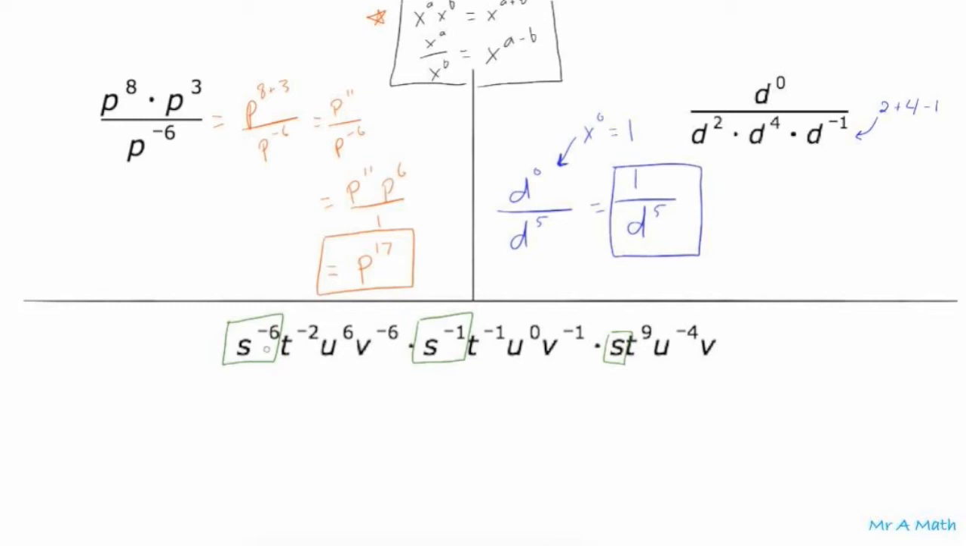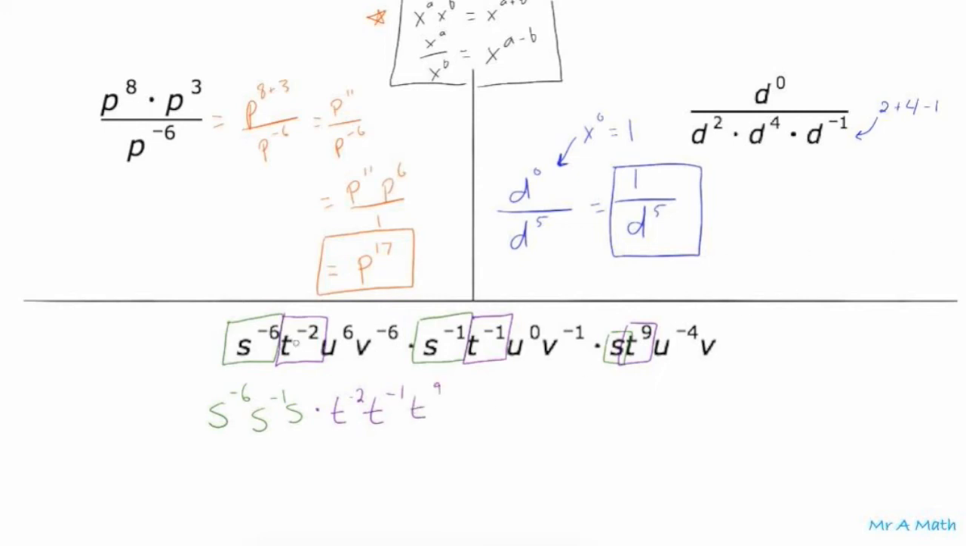So what happens when we multiply exponents? Well, that just means that we are going to add the exponents together. In other words, this can be written as s to the negative 6 times s to the negative 1 times s. And then if I focus on the t's, I will notice that I can do the same thing. So I can multiply this by t to the negative 2nd times t to the negative 1 times t to the 9.